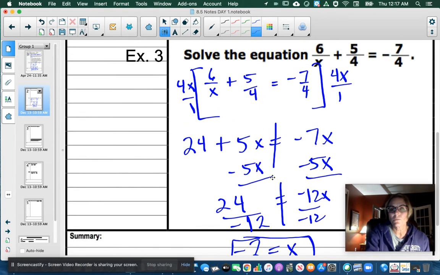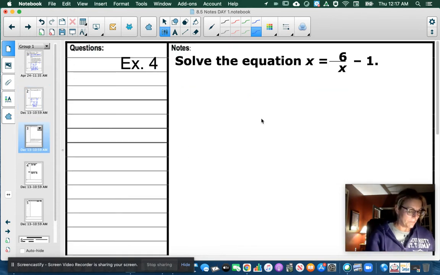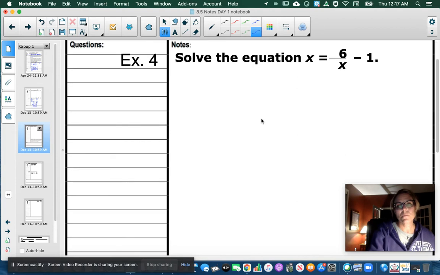Check our solution. Go back up to the original. There's my x in the denominator. I plug negative 2 in there. I'll be just fine. Saving example 4 for class.